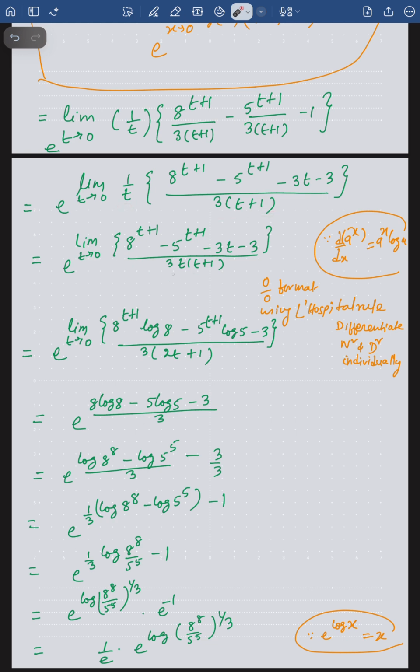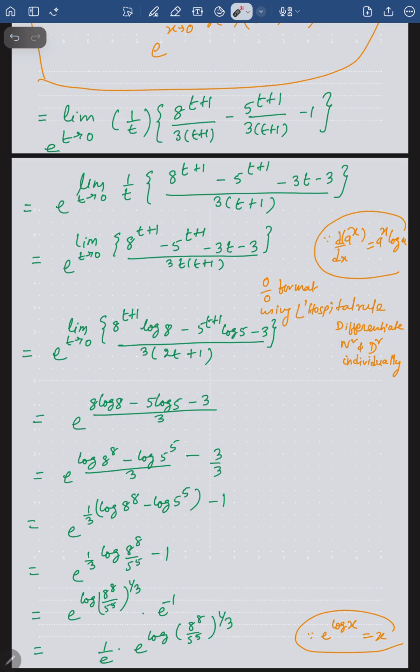So next step we will do 3t into t plus 1 in the denominator. Numerator no changes. Okay. Now here, again you have to check this format. Okay, what type of case is this? So if you put t = 0, 8 raised to the power 1 you will get, here 5 raised to the power 1 you will get. So 8 minus 5 is 3 and 3 minus 3 is 0.